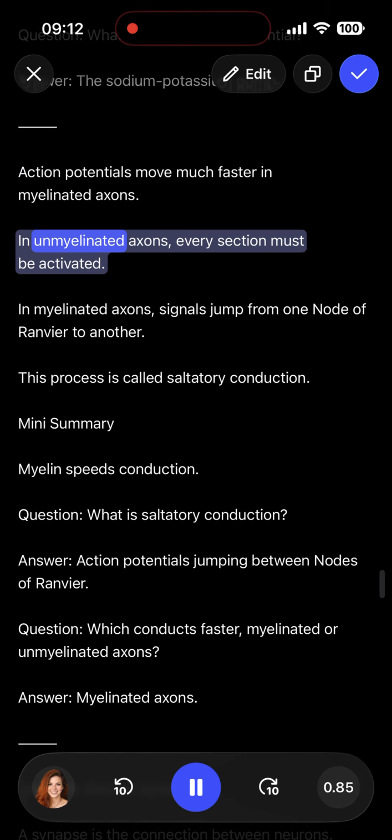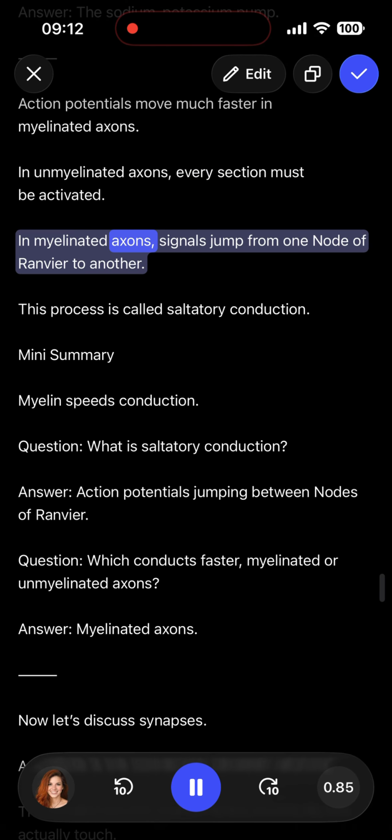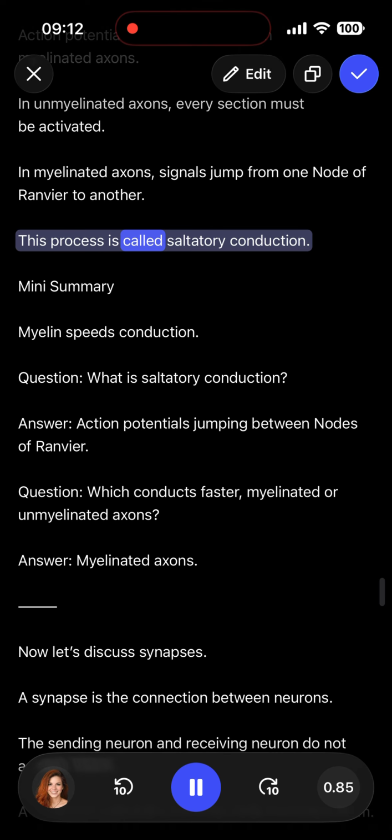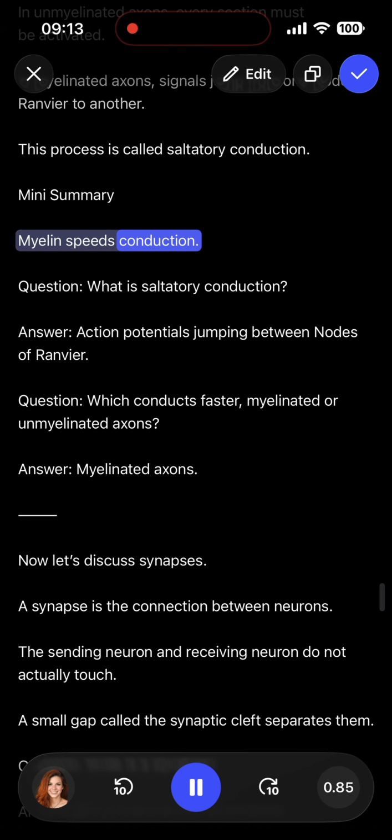Action potentials move much faster in myelinated axons. In unmyelinated axons, every section must be activated. In myelinated axons, signals jump from one node of Ranvier to another. This process is called saltatory conduction. Mini summary. Myelin speeds conduction.